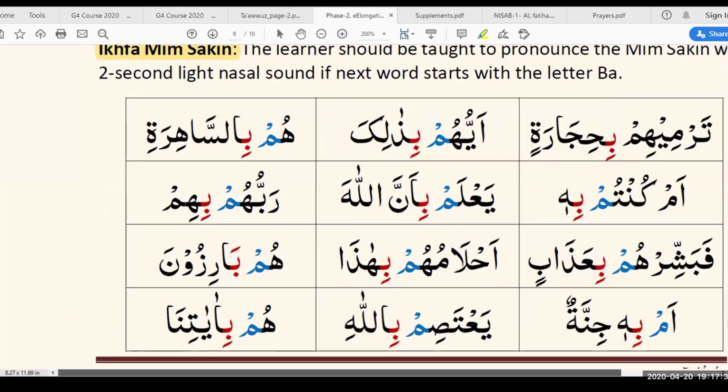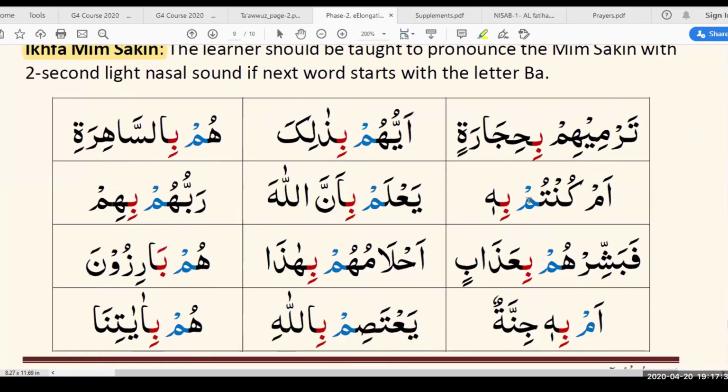Kuntum bihi. Okay, so this noon will not be prolonged. So we're practicing Ikhfa Mim Sakin, and noon is actually not one of the Ikhfa letters. Noon is one of the idgham letters.